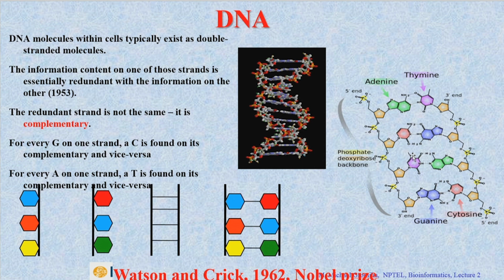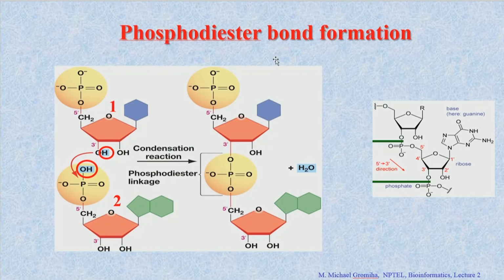So, this is the one strand and this is the other strand, right. Is the information contained in one strand essentially redundant with the information on the other? If you see, this redundancy is not the same, because the direction is from 5 prime to 3 prime, right.